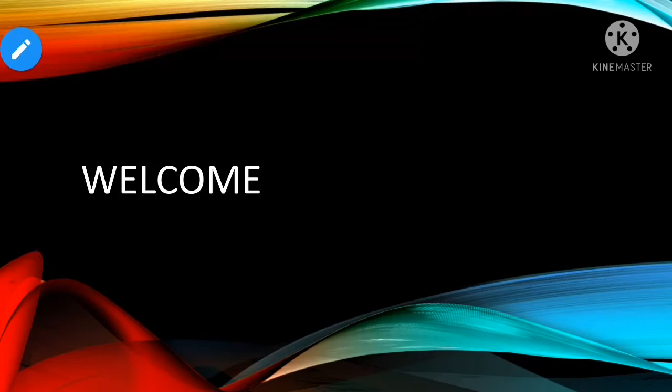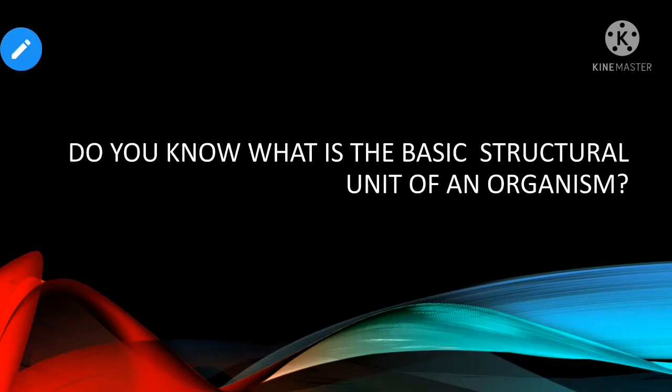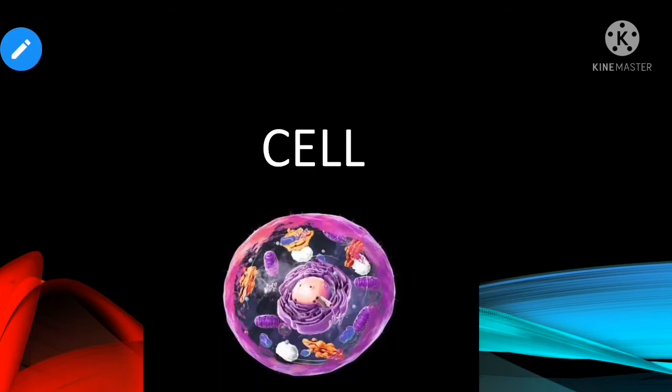Okay, so do you know what is the basic structural unit of an organism? Yes, it is the cell. Okay, so the cell is the structural unit of an organism, or the fundamental unit of life. Which means it is the basic structure of an organism. All the living things are made up of cells. Okay, it is the basic structure.